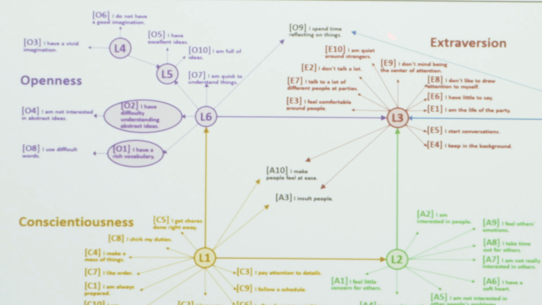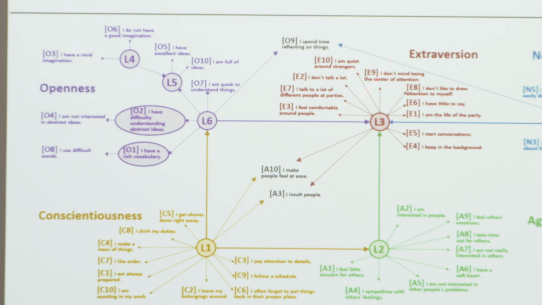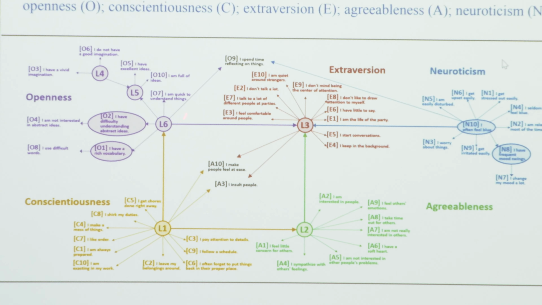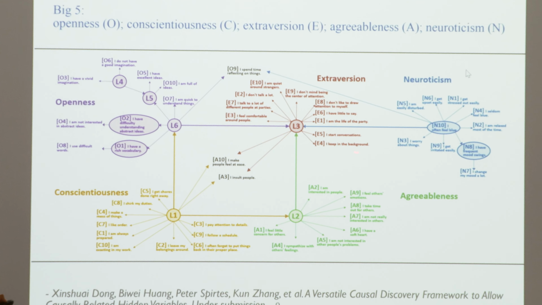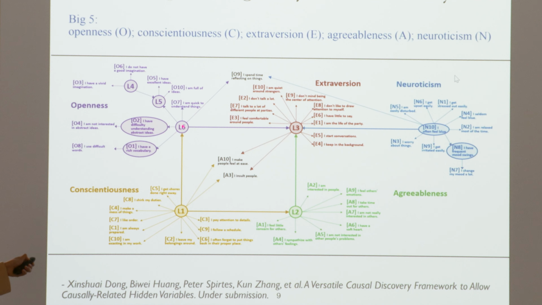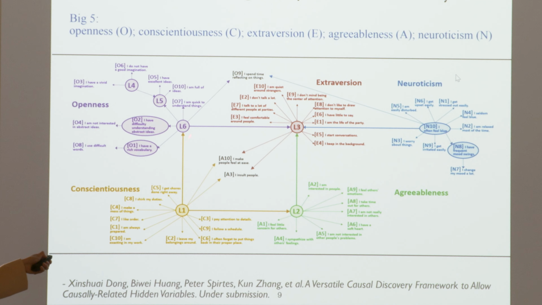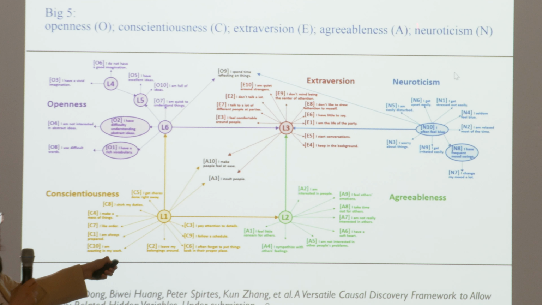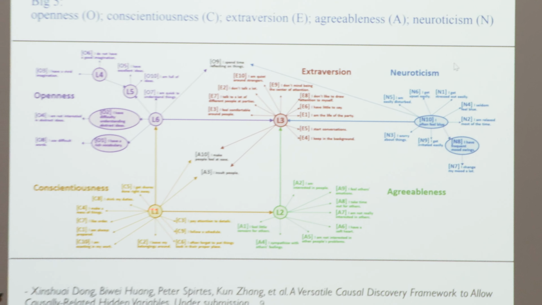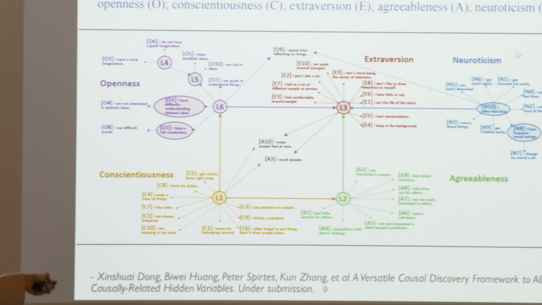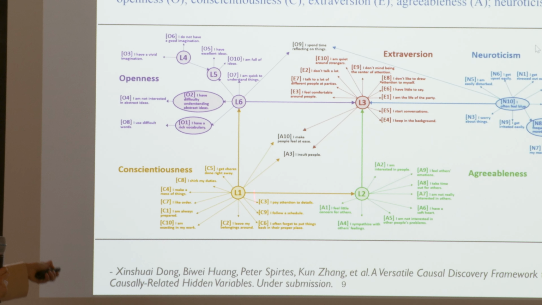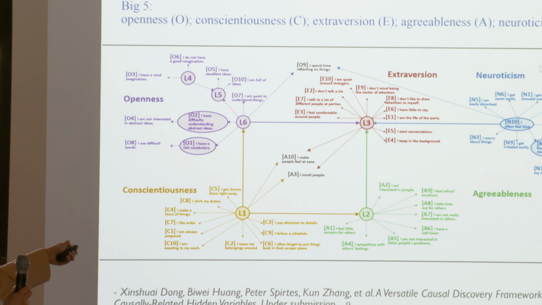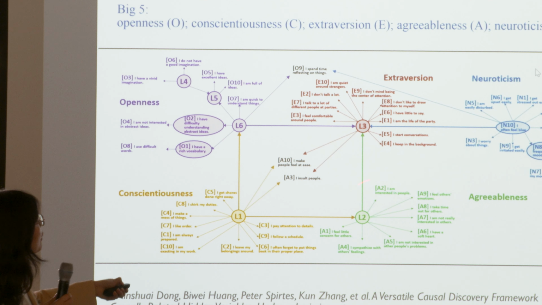And also, you can see the causal relations behind these 5 dimensions. Basically, we find that ER6, which reflects openness, is a cause to ER3, which reflects extroversion. And ER1, which reflects the C dimension, it causes openness and agreeableness.